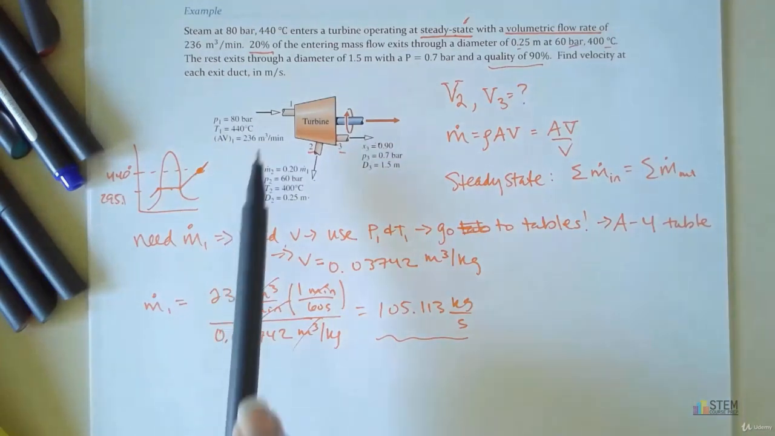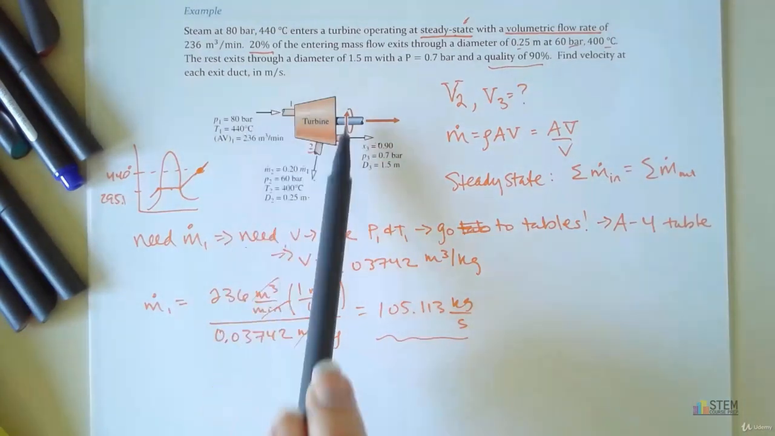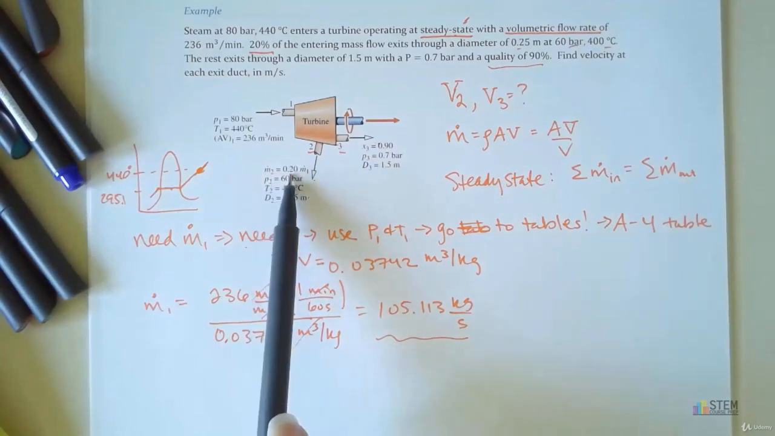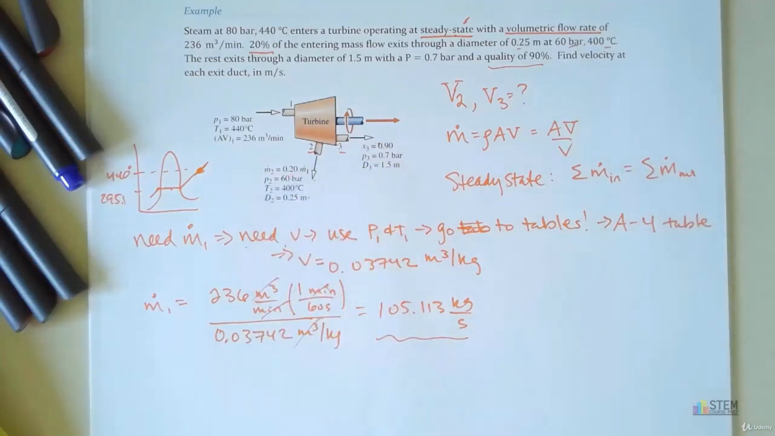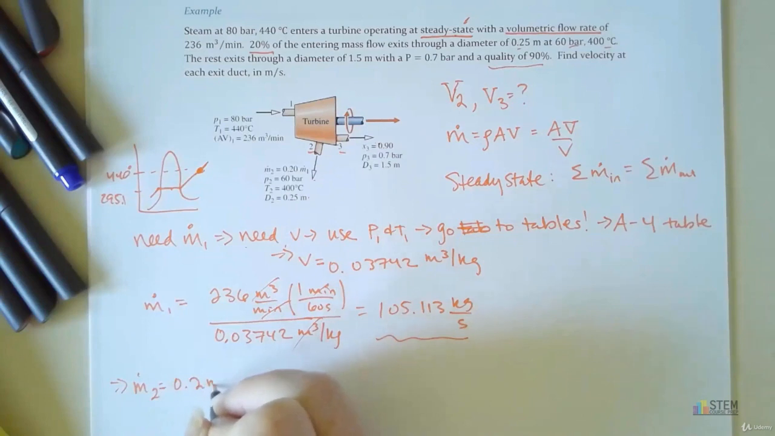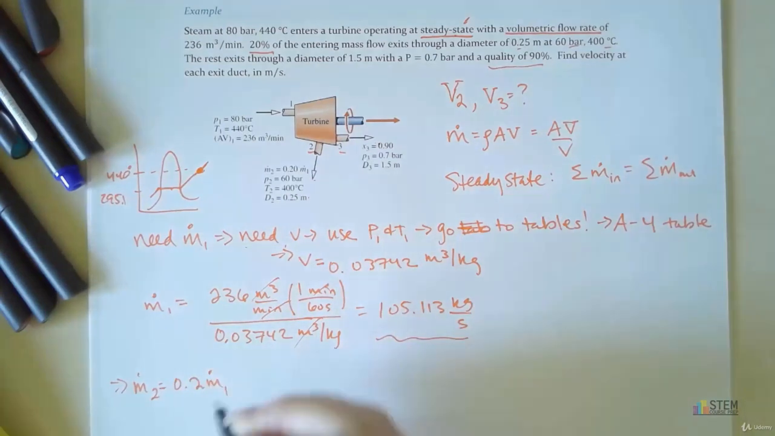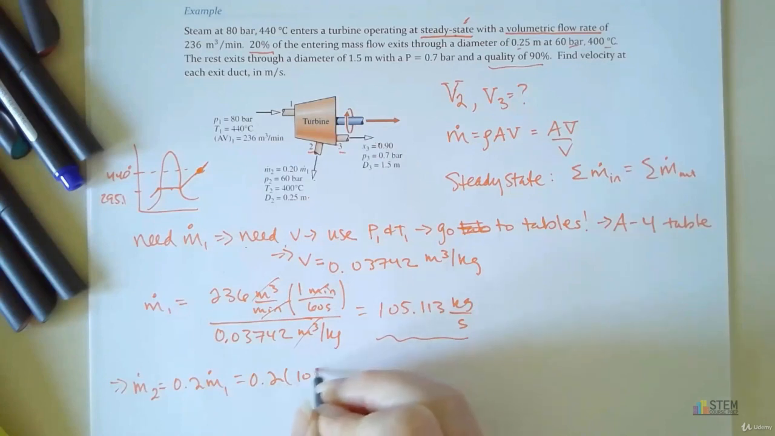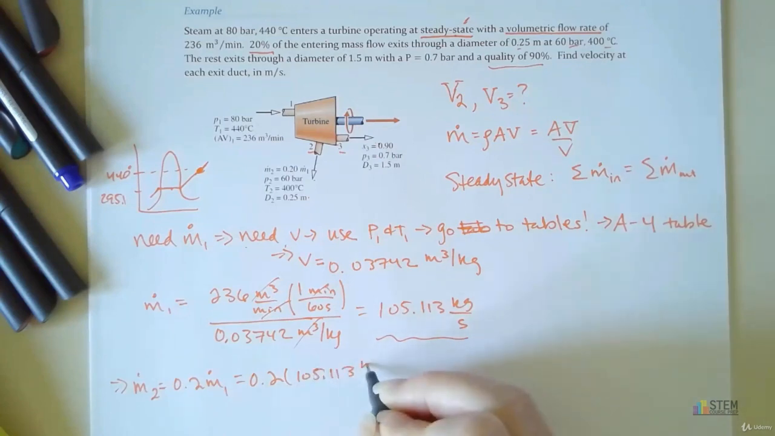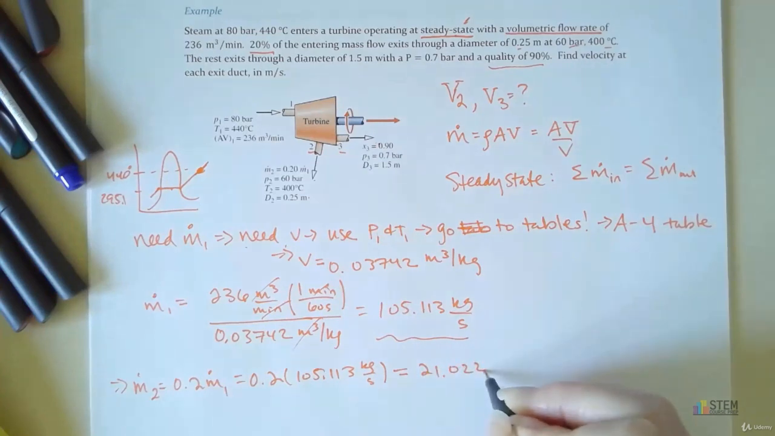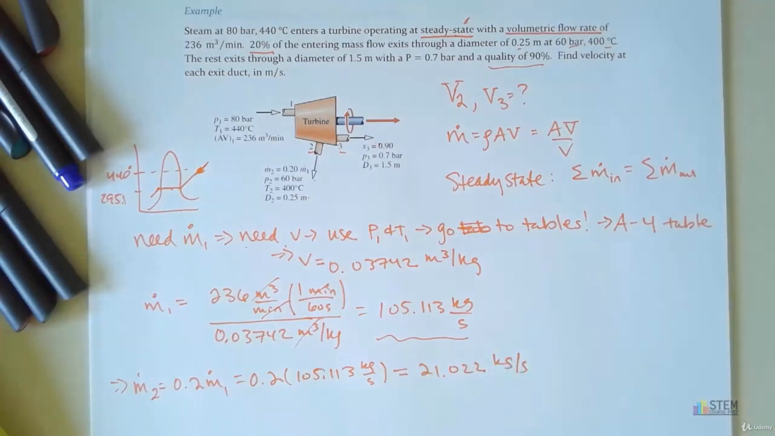So this is your mass flow rate for the entrance here at 1. Now that we know what's coming in, we can figure out what's coming out at 2, because we know M2 dot is 20% of M1 dot. Let's do that step next. So we have 0.2 times M1 dot. Just multiply this number by 0.2, and we get 21.022 kilograms per second.